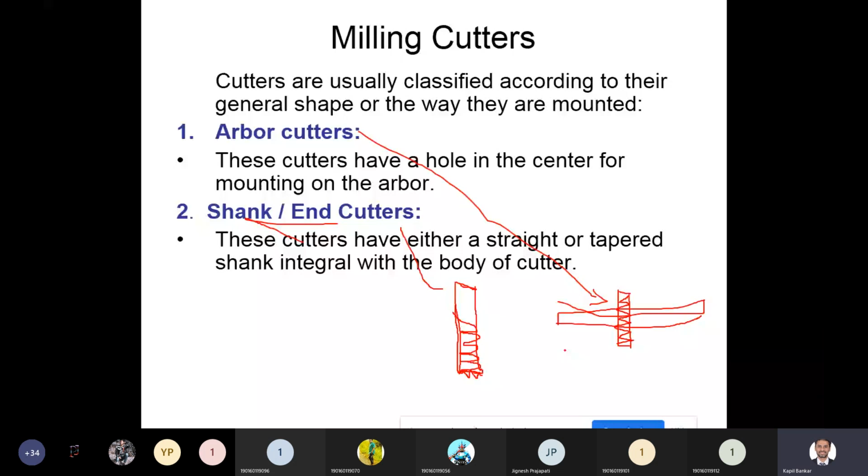It is cylindrical, and on this face the teeth are there like this. And on the center there is a hole, and here a keyway. So this cutter can be mounted on the arbor. So this is the arbor cutter, and this type of cutter is known as shank or end cutters.